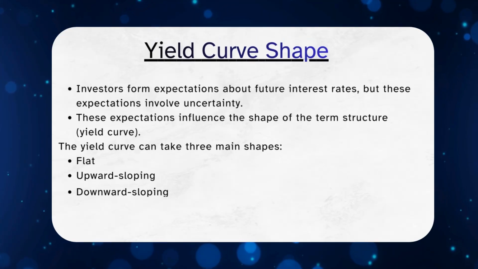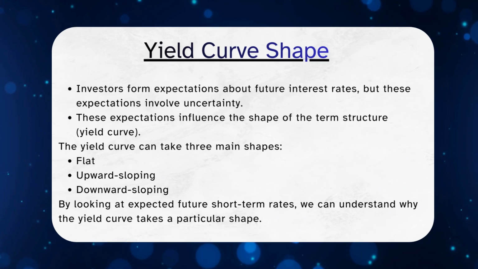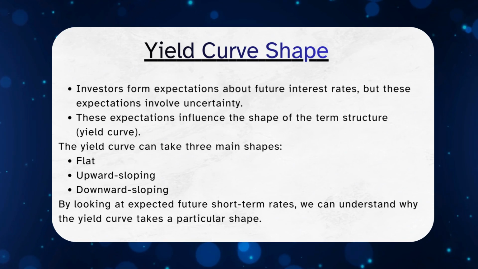In this topic, we understand how expectations of future interest rates determine the shape of the yield curve. Investors constantly form expectations about future short-term interest rates. Even though these expectations involve uncertainty, they strongly influence the term structure of interest rates, which is represented by the yield curve. Depending on what investors expect about future interest rates, the yield curve can take three main shapes: flat, upward sloping, or downward sloping. By examining expected future short-term rates, we can understand why each of these shapes occurs.